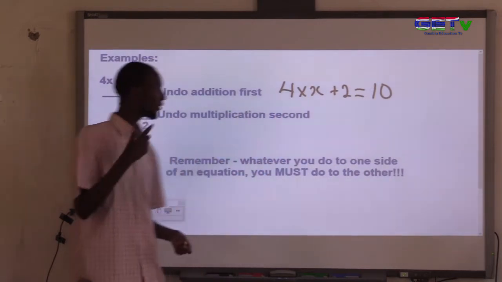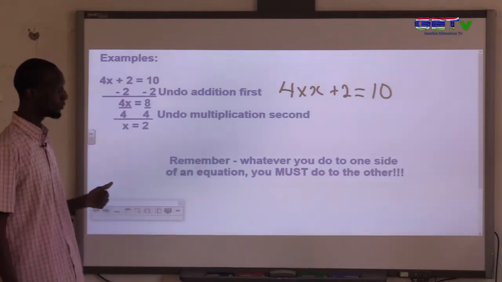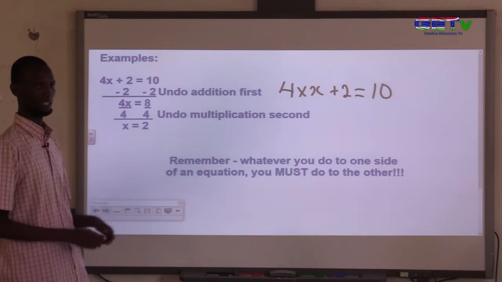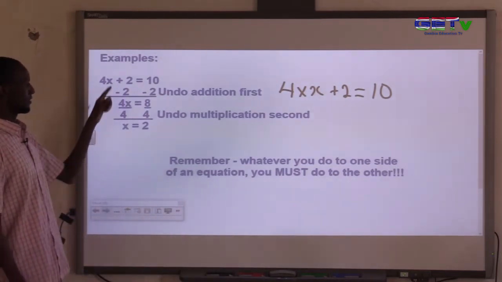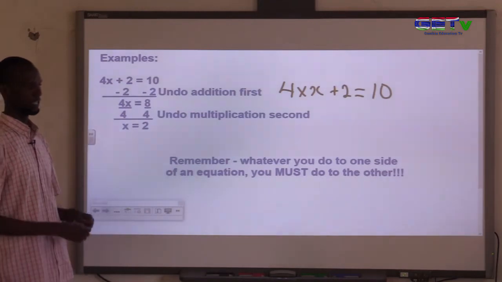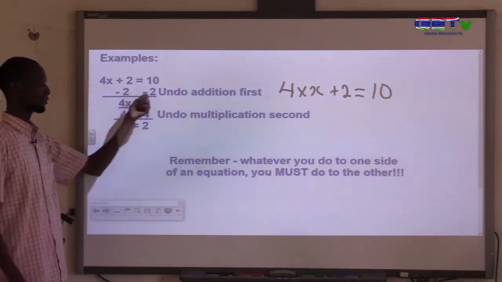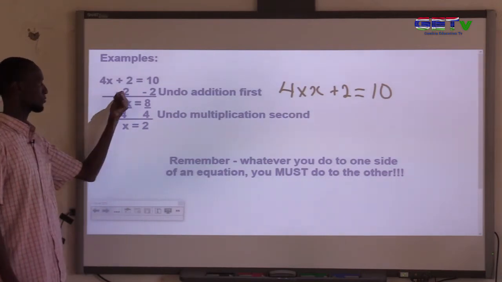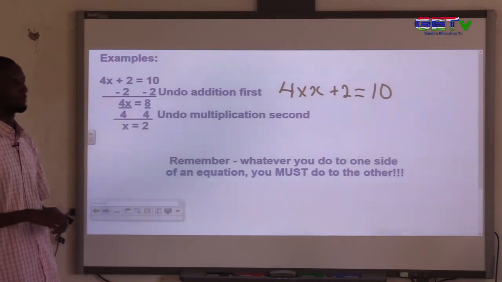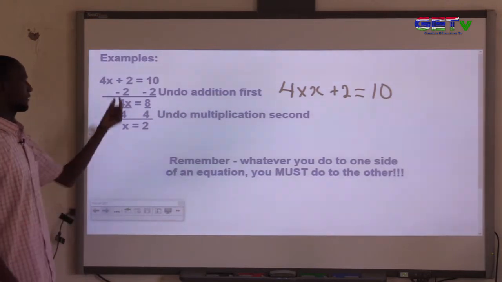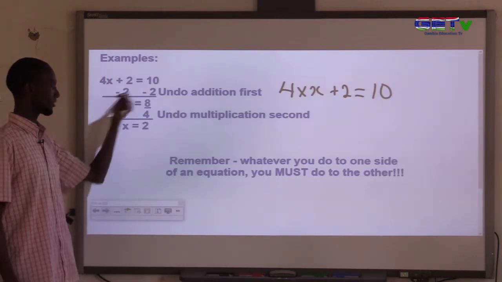But because we are going backwards through the order of operations, we must undo the addition before the multiplication. That is why you can see first you have positive 2, and to undo a positive 2, you have to subtract 2. So if I subtract 2 on this side, because I know that whatever I do to one side, I must do to the other side, I must also subtract 2 on this other side.